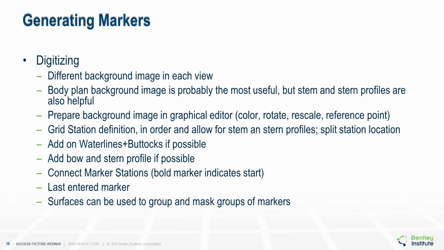There's an option to connect the marker stations with a straight line, and this makes it easier to determine which markers are on the same station. There's also a couple of other tools like being able to edit the last marker and any subsequent markers carry over the data from that previous marker. This can be handy when you're adding points on buttocks or waterlines in the profile or the plan view. You can add one marker, edit the height, say in the plan view for the waterline, and then all the subsequent markers will be at that height.